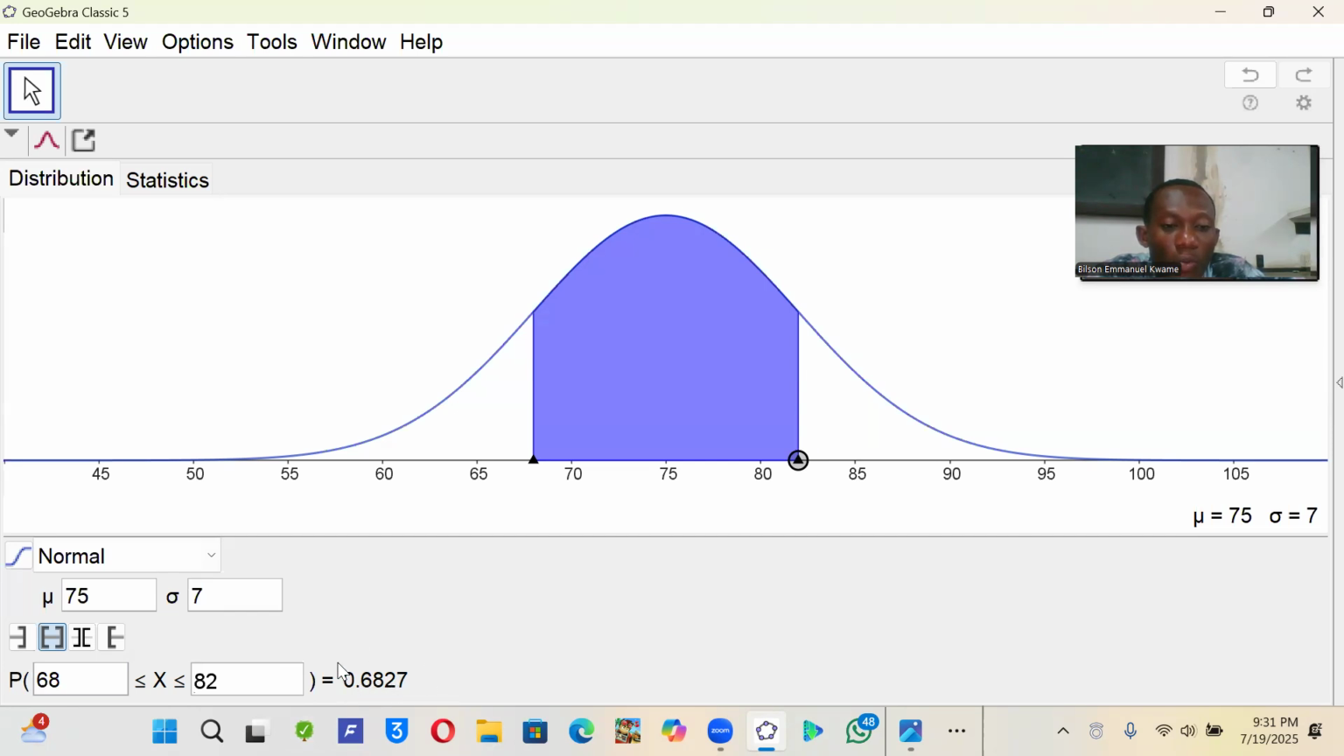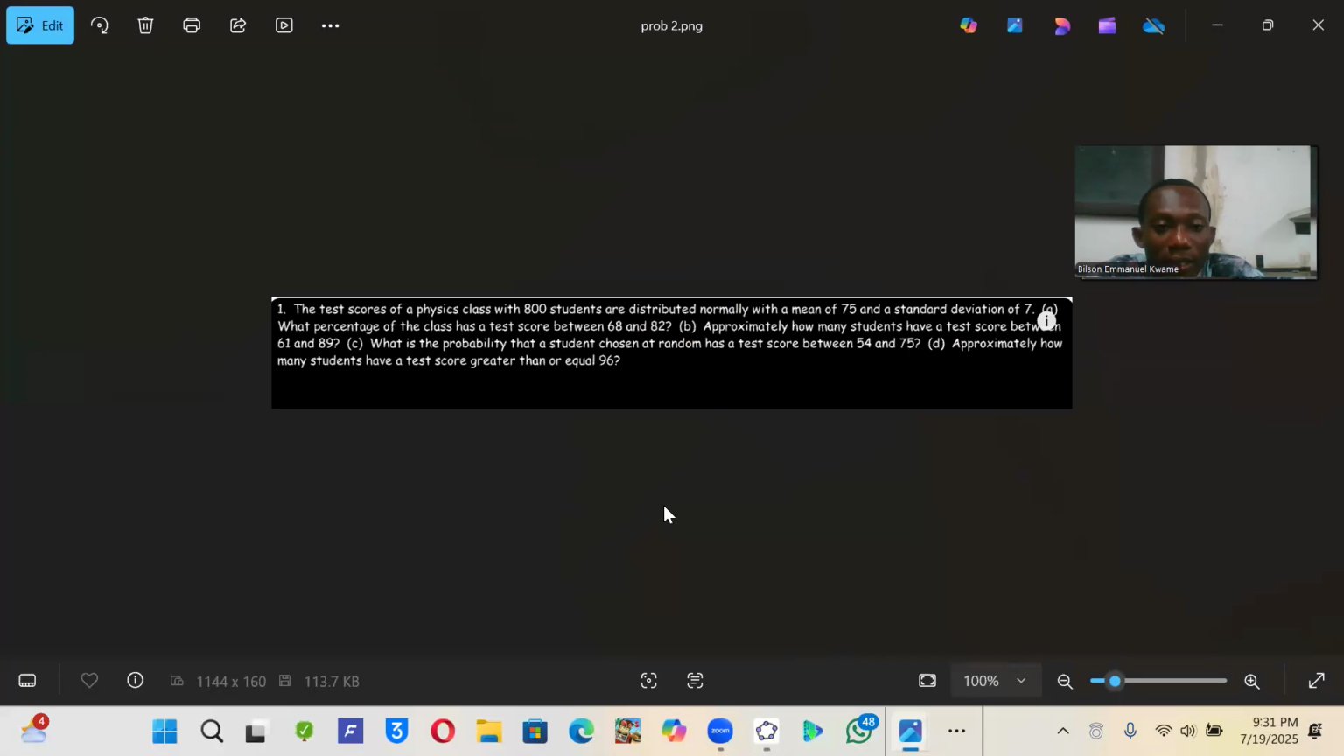That is when we multiply this probability by 100. We're going to get 68.27. That is what is going to be the answer. Do you get it? Good. Now, let's go back to the second one.